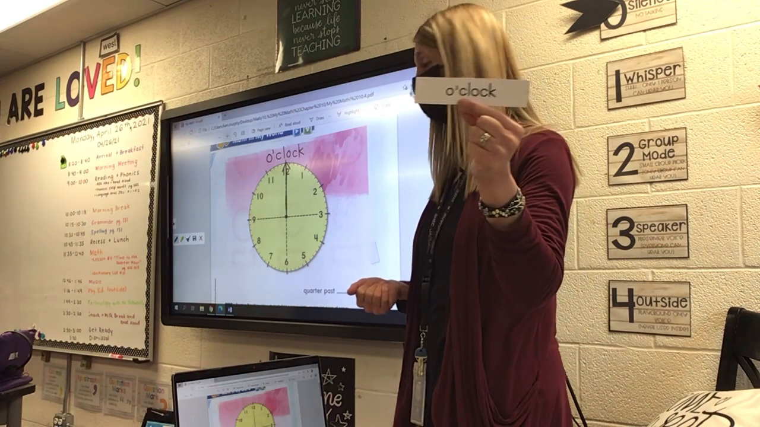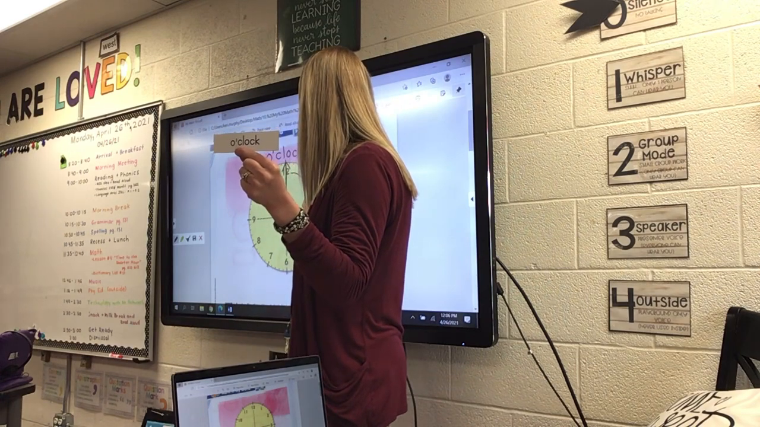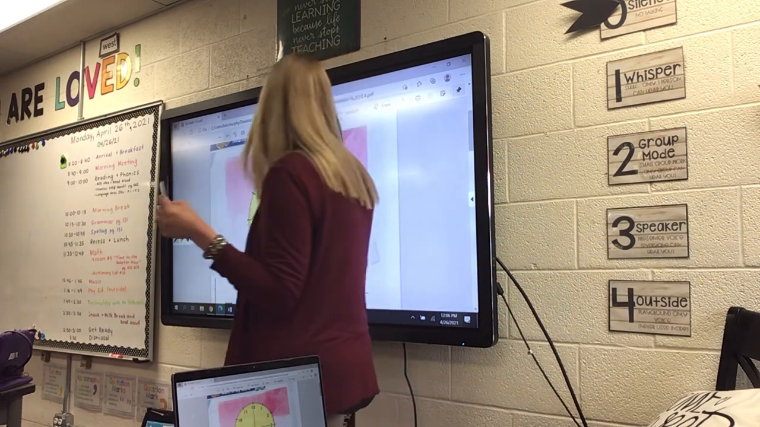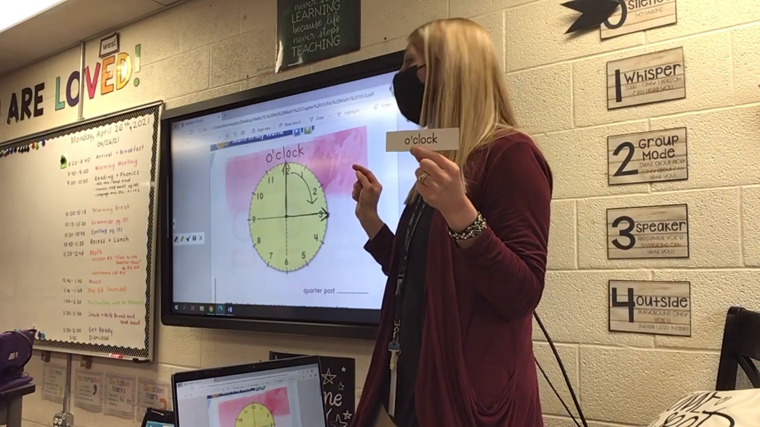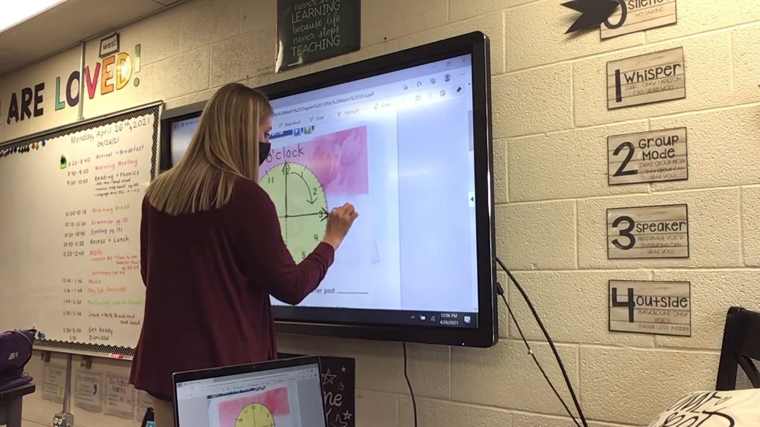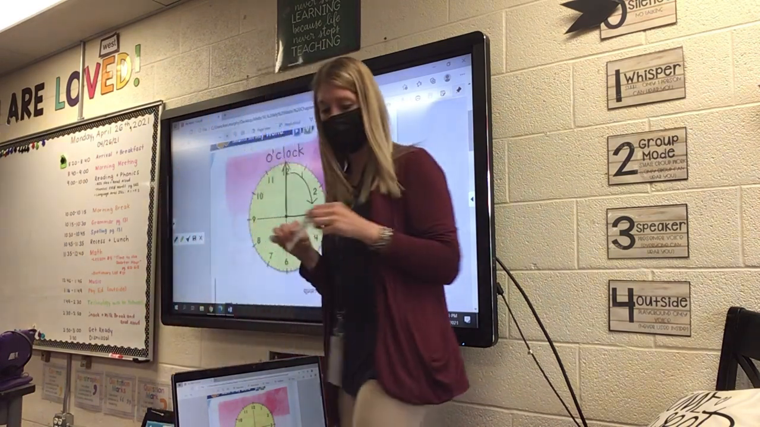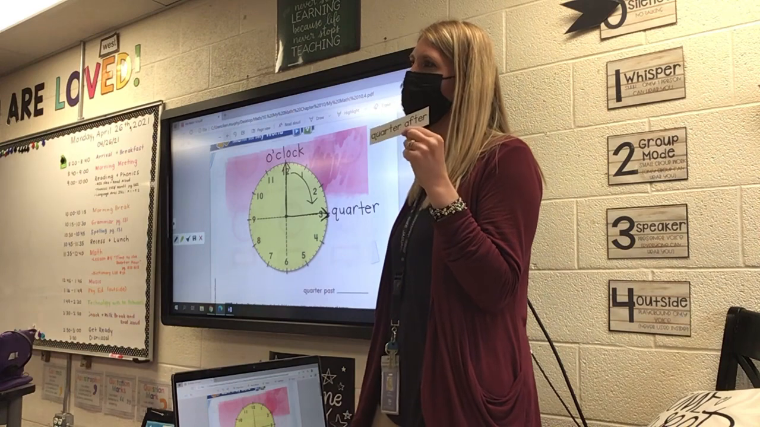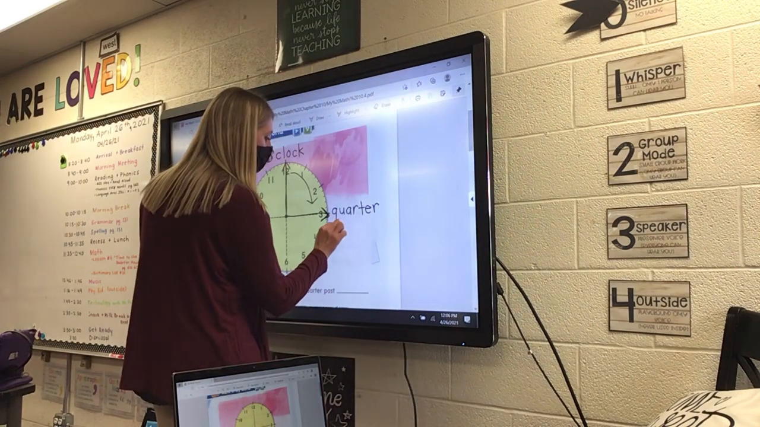Okay, now we're going to say our minute hand is going to go from the top and move all the way down to this 3. So how much of the clock has it gone, Carson? A quarter. So we're going to say a quarter what, Carson? Quarter after. Sometimes you might say past, like a quarter past 8. That's another word. But a lot of times you'll see after.